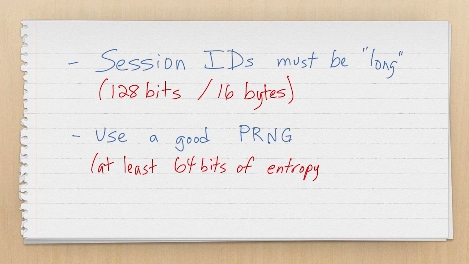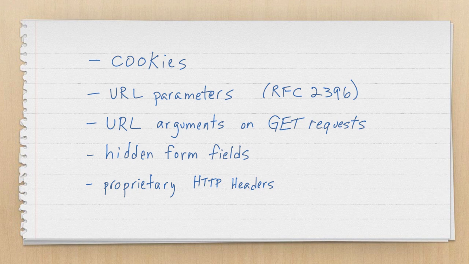Now, there are multiple mechanisms available in HTTP to maintain session states within web applications, like cookies in the standard HTTP header, URL parameters, and rewriting defined in RFC 2396. You also have URL arguments on GET requests and many others. Developers also use body arguments on POST requests, like hidden form fields or HTML forms, or proprietary HTTP headers.